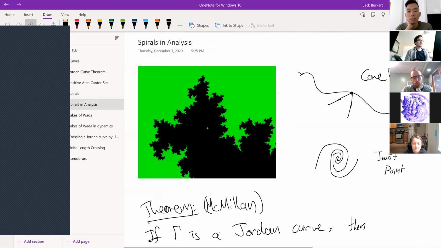And these spirals actually show up kind of naturally in analysis. So I want to start convincing you that these are things we actually have to worry about. So right here, I don't really want to define what a Julia set is, but I think we've all seen pictures at some point.